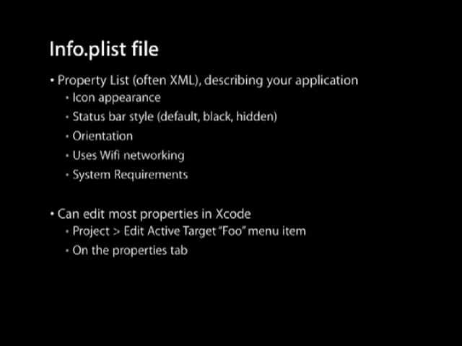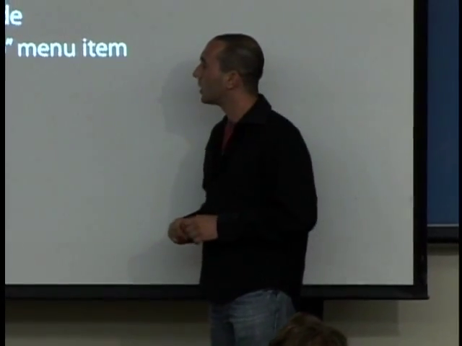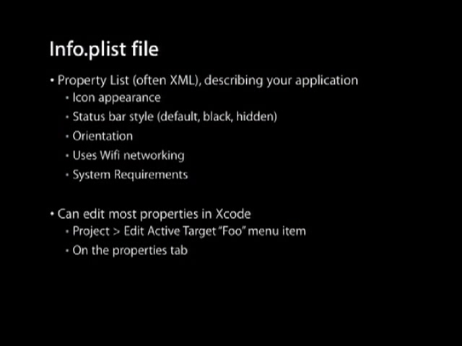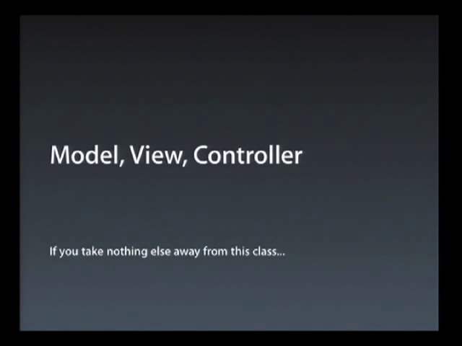For those of you that are not familiar with property lists, a property list is basically a file with keys and values. XML is a good example. In fact, I've mostly seen this implemented in XML, so it's easy to read. If you want to edit them, you can either open the XML file and edit the XML directly, or you can go into Edit Active Target in the project menu in Xcode, and you can get to most of these properties there. So that's the application structure.